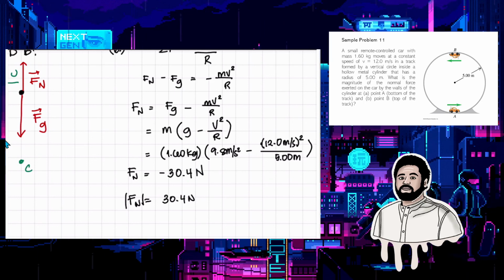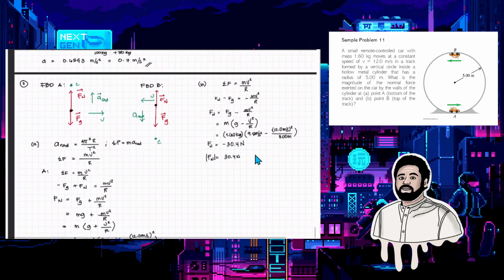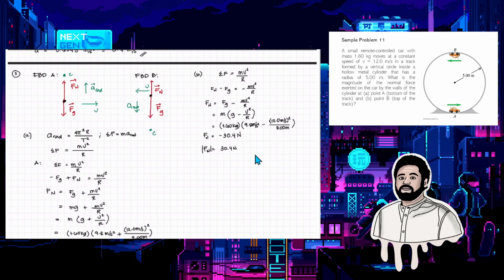Actually, it is expected that we have a lesser normal force at the top compared to the bottom. Okay, because we have other forces acting on our toy car, and that is the seat belt. If you want, because it is very fast, it would just move straight down suddenly. So we now have 30.4 newtons. So that's for our sample problem 11.